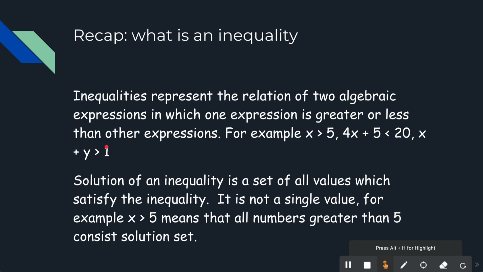And the solution of an inequality is just a set of all values which satisfy the inequality. So, it's not a single value, it's going to be an interval, or what we call a solution set.